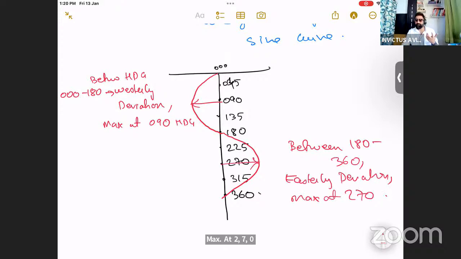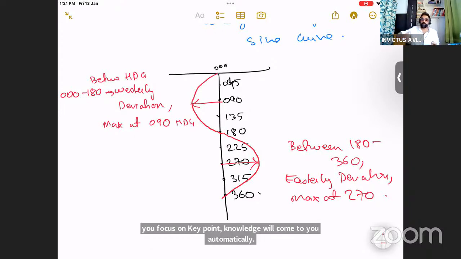A little extra effort and your will to study a little extra has taught you 50% of the same concept in just 2 minutes. Do you understand? If you understand one concept correctly, all other variants will come to you easily. All you have to remember is 2 key points. If you focus on key points, knowledge will come to you automatically. It's like having a code for software, putting in a command key, and you get the whole detail.